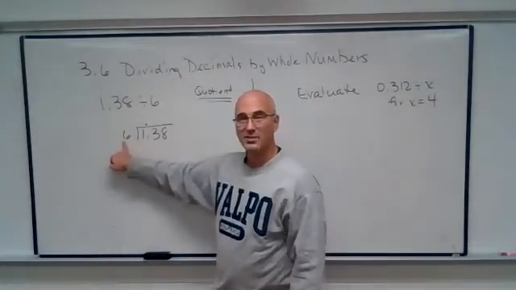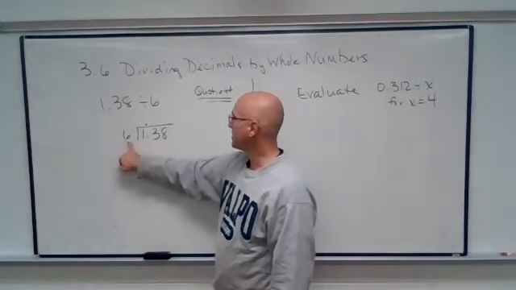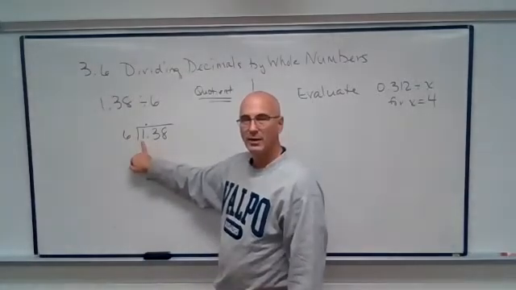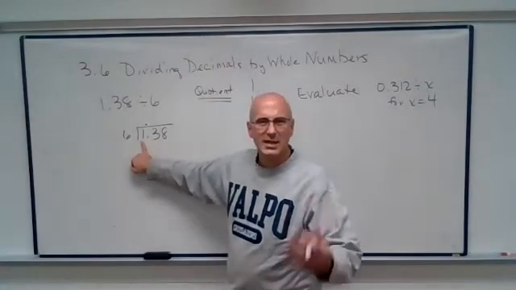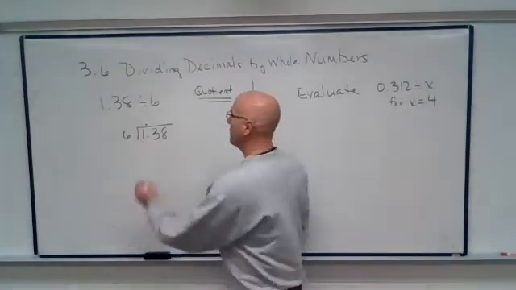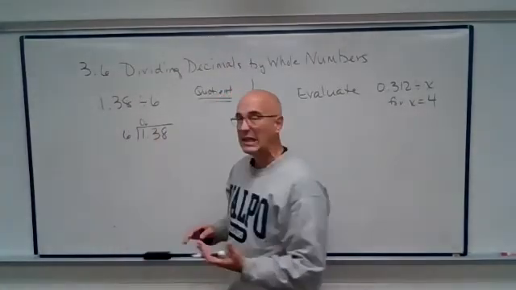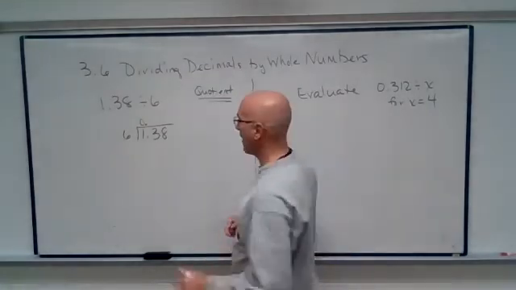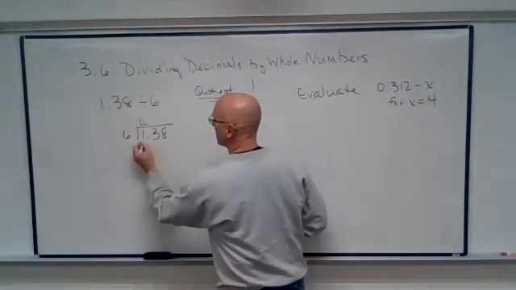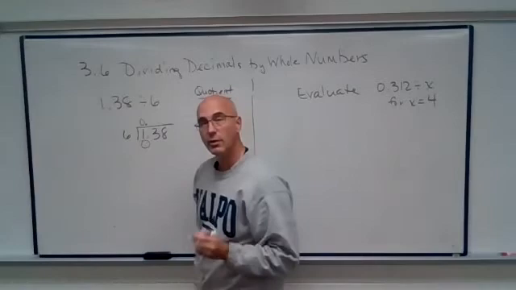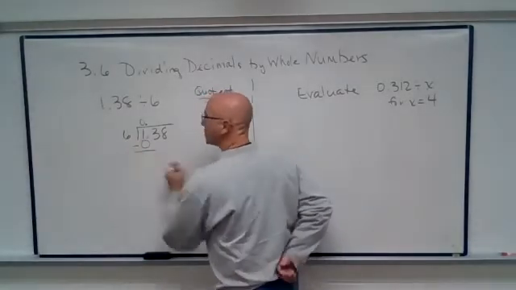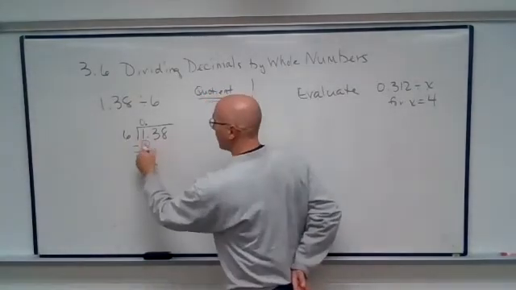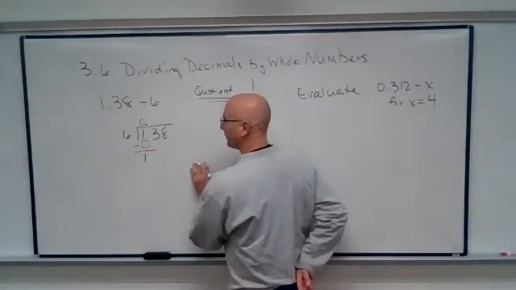We're going to ask ourselves, how many times does 6 go into 1? Can we say 1 divided by 6 and get a whole number? No, we can't. So that's 0. It doesn't go in any time. So we can't do that yet. 0 times 6 is 0. We remember that. And then we are going to subtract. 1 minus 0 is 1.